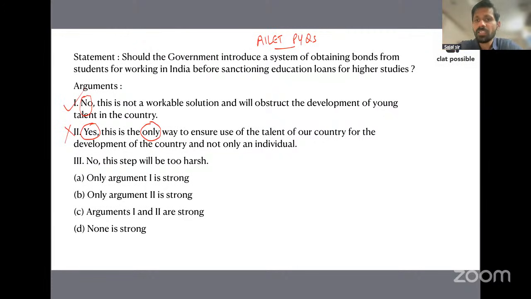Three says, no, this step will be too harsh. Too harsh. As in, again, this is not a proper reason, right? We need a proper reason to be able to say no. Something like what one does. So three is also not a strong argument. The correct option here is A, argument one. Okay, let's move on to the next one.